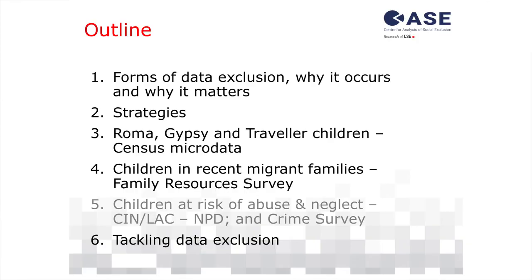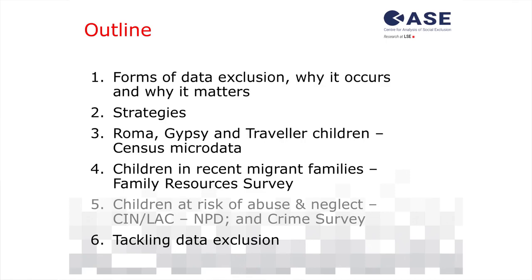So here's an outline of what I'm going to try and cover in the next half an hour or so. Forms of data exclusion, why it occurs, why it matters, strategies we can use to tackle data exclusion, and a little bit more detail using that third strategy, broadening out that third strategy of making better use of existing sources. And then 3 case studies from this project that I've been engaged in with Polly Vizard and Polina Obolenskaya and others. First on Roma, Gypsy and Traveller children.